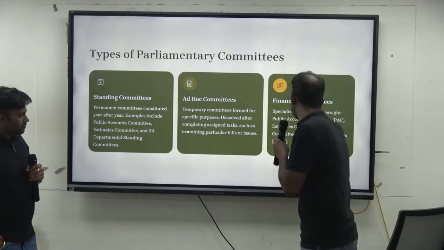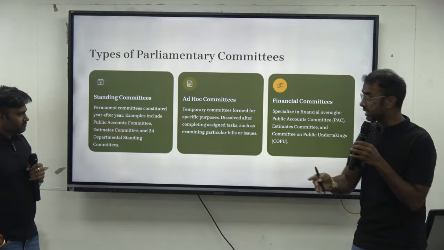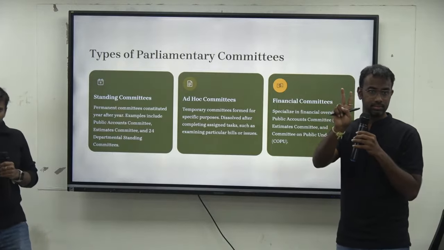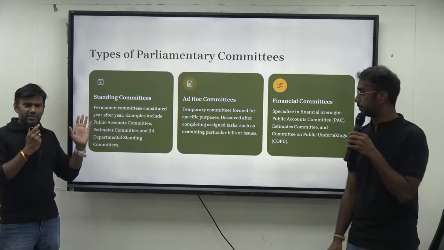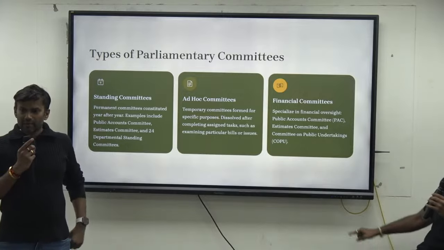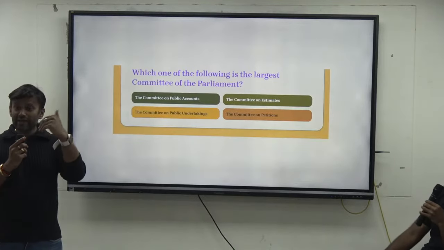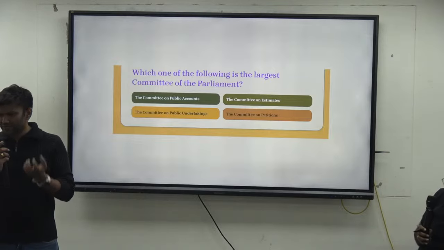Same for ad hoc committees and financial committees. The three committees: Public Accounts Committee, Estimates Committee and Committee on Public Undertakings. UPSC has already asked 2 times, so don't be surprised if he asks you again. Now tell the logic, why ministers cannot be part of it? Use your understanding, don't memorize polity by heart. Try to understand how mechanisms work. So obviously, what is the role of a parliamentary committee? What is the major role?